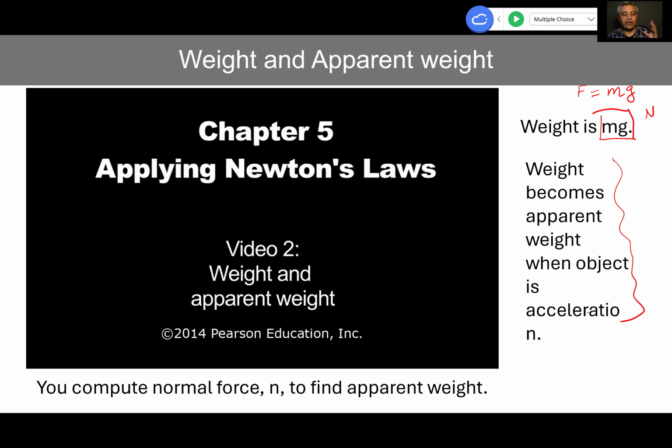So now, whenever you are asked to find apparent weight, what should you look for? Not mg. Look for the normal force on the accelerating object. That's what you should look for. Is that clear, folks? Did you pay attention? Apparent weight means normal force. That's what you are calculating whenever you are asked to. Okay, so that's what I have written here as well.